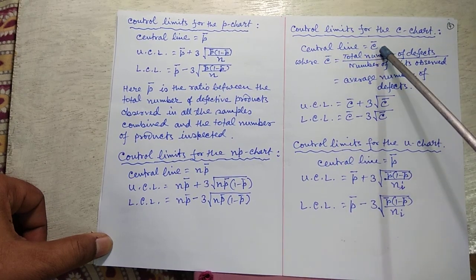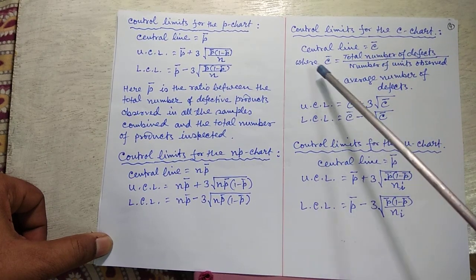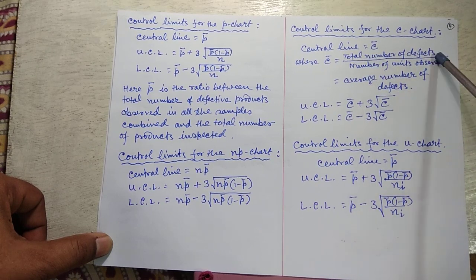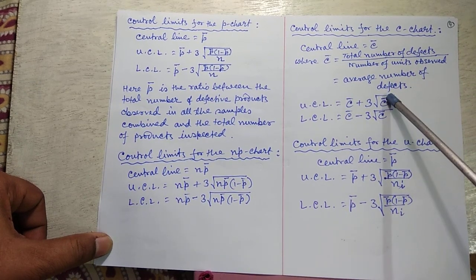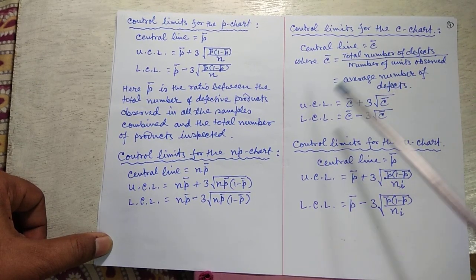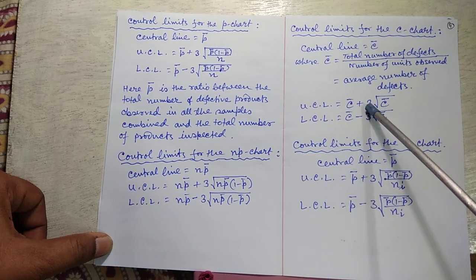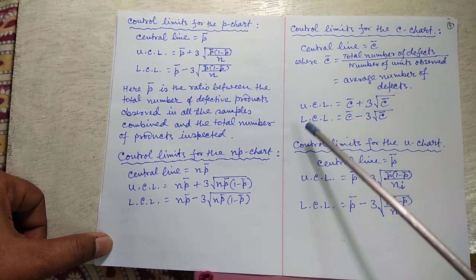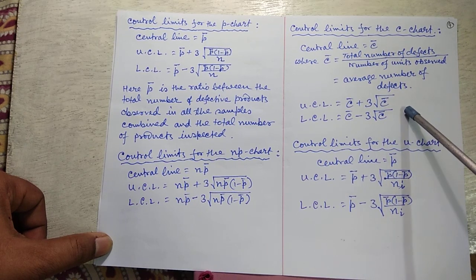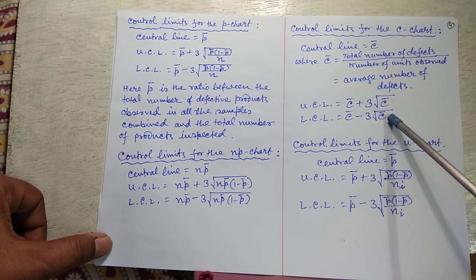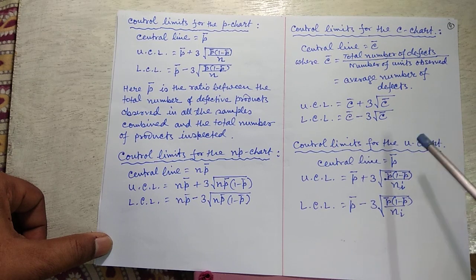Now control limits for the C chart. Central line equals C bar, where C bar equals total number of defects by number of units observed, that is, the average number of defects. Upper control limit equals C bar plus 3 into root over C bar, and lower control limit equals C bar minus 3 into root over C bar. Clear?